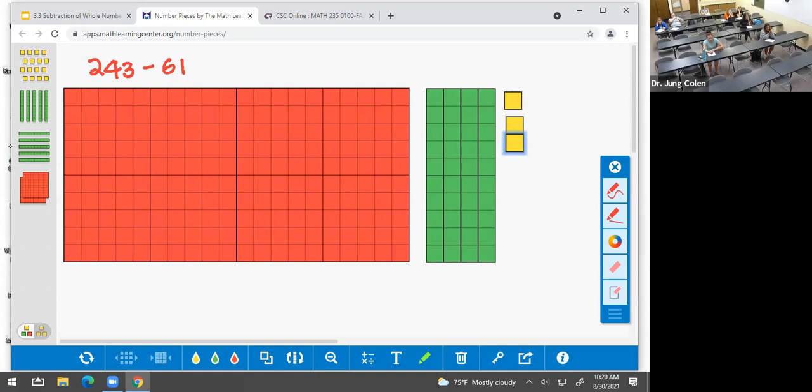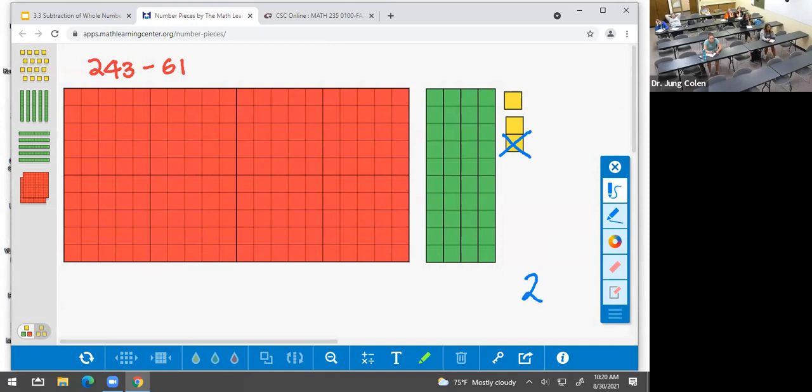I just wanted to show what we are doing here, the thinking process. So I'm just going to use my pencil to do it. To take away 61, what do you do first? You take away 1 first. So let's take that away. And you can see how many are left, right? There are 2 left.